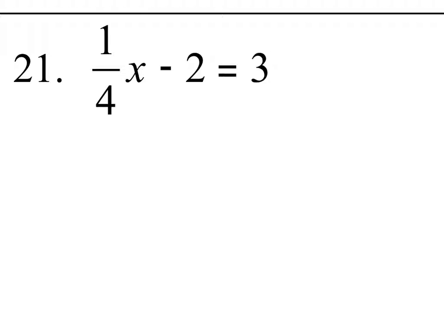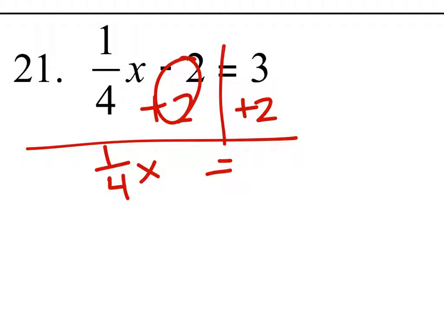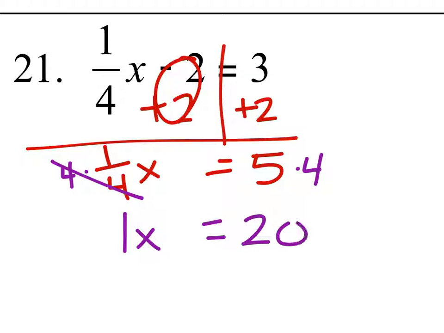Right here. Once again, the same idea. We need to get the x's by themselves, so we'll add 2 to both sides, leaving us with the 1/4 x. This zeroes out. 3 plus 2 is a 5. Now I got that 1/4 x. I want to get rid of that 4, so I'm going to multiply both sides by 4, canceling those, and I'm left with 1x equals 20. Of course, we can make that a phantom 1, and this is x equals 20.